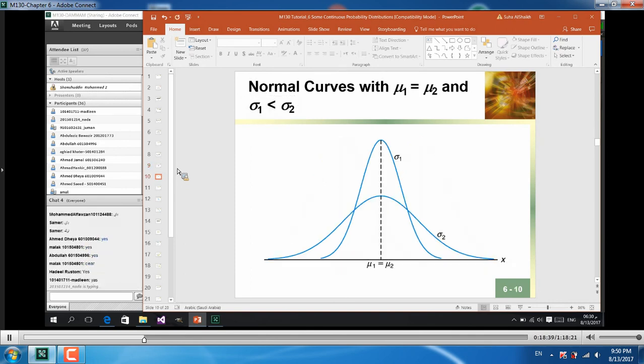Good. Now in this example they are giving me again two normal curves. The mus are the same. Mu 1 is equal to mu 2, so the center is the same. But sigma 1 is greater than sigma 2. Sigma 1 is greater than sigma 2, meaning the width of sigma 1 is more than sigma 2. So this is sigma 2 and here is my sigma 1. You see? Sigma 1 is greater. The width of the bell is more, but the center is the same.